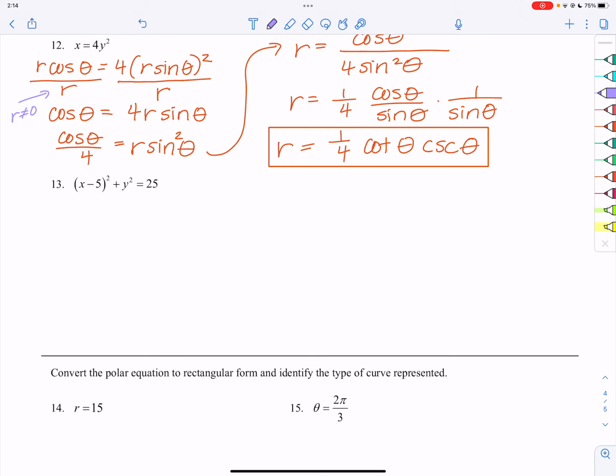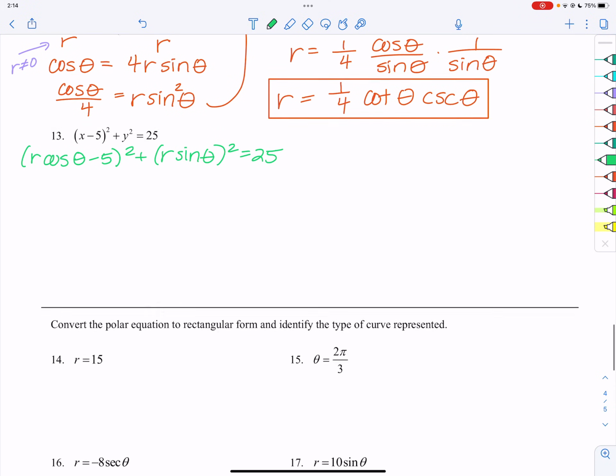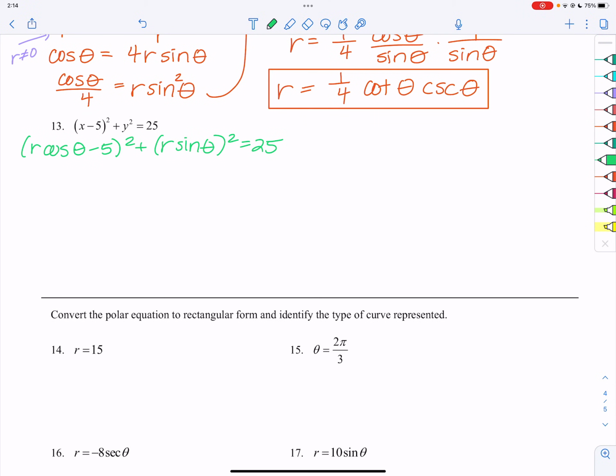So writing this out, x − 5 would be r cosine of theta − 5, squared, plus r sine of theta, squared, equals 25. So we could go ahead and multiply this out. r² cos² theta − 10r cosine of theta + 25 + r² sin² theta = 25. So our 25s can cancel.